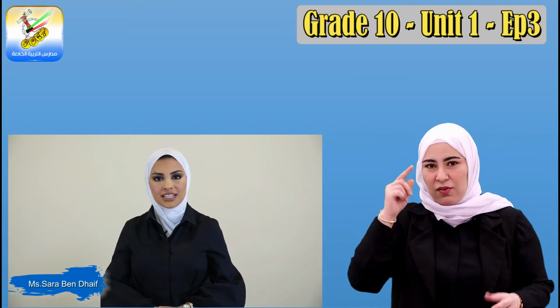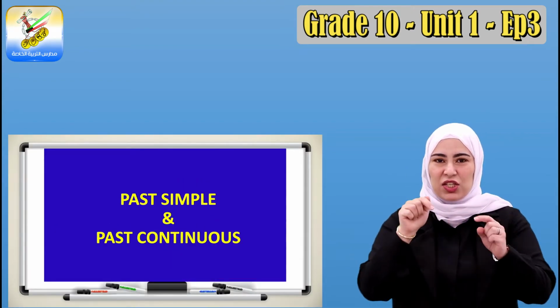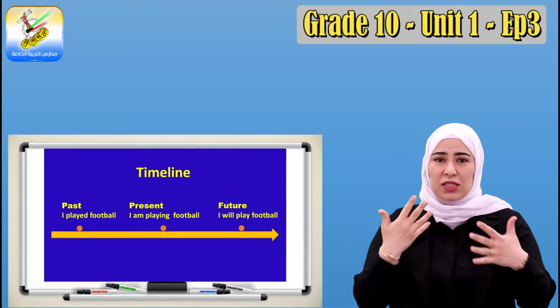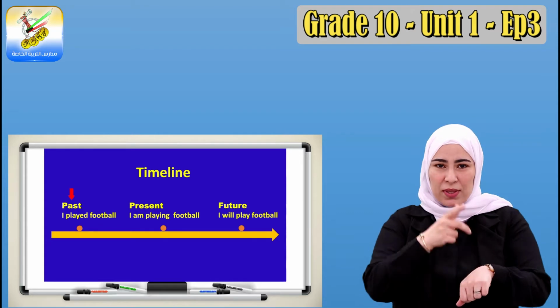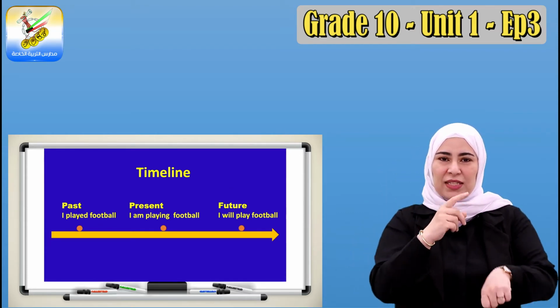Episode 3, Grammar for Unit 1, Grade 10. In this episode, we will learn about the past simple and the past continuous. Take a look at this outline. You will see 3 tenses: the past, the present, and the future. Let's read the sentences together.